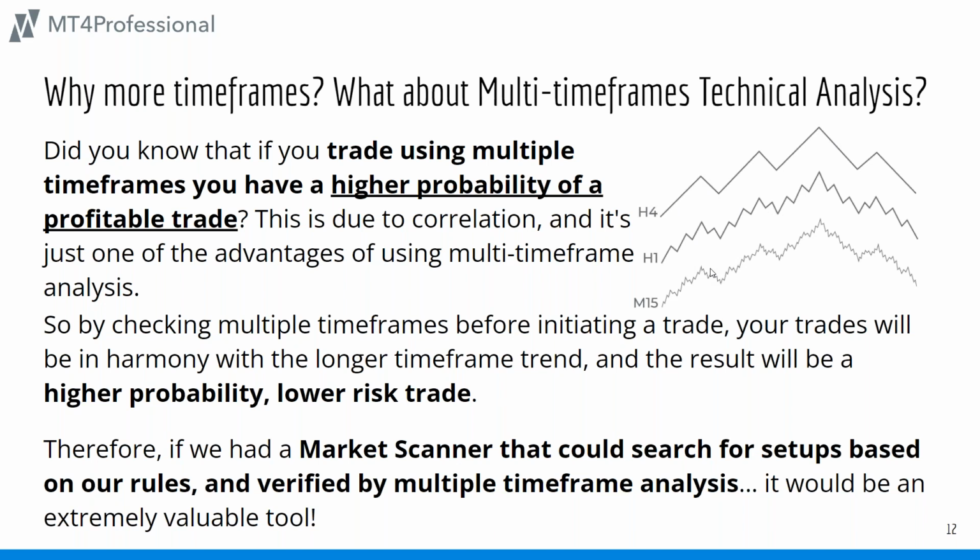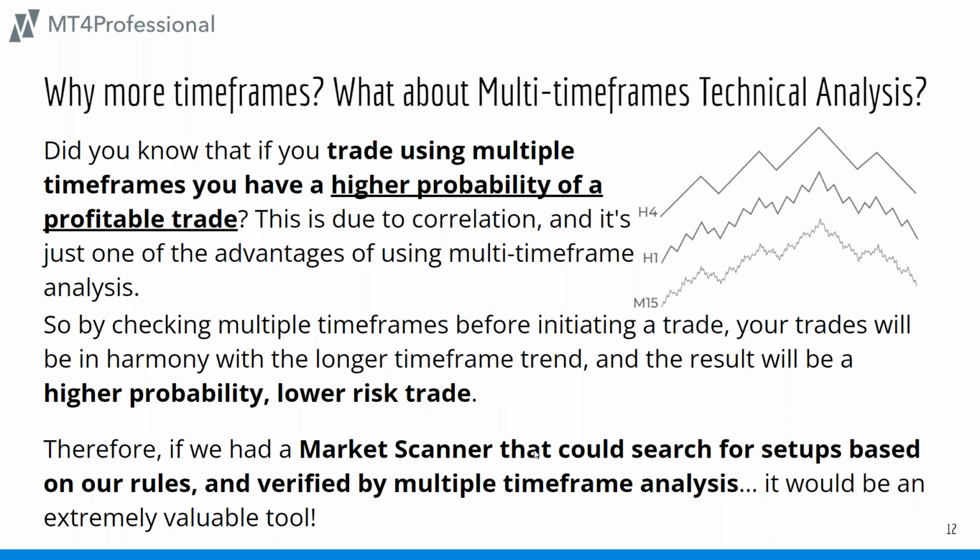So looking at these types of setups, if you're trading the 15-minute time frame and you're comparing that to the direction of your 4 hour time frame, then you have a much higher probability that your trade will end profitable if you're only taking trades in the direction of that longer term trend. And vice versa, if it started to turn down, then you're going to have a higher probability that your trade will be profitable if you're trading in that direction. So by checking multiple time frames before you initiate your trades, you will be in harmony with the longer time frame trend. The result: higher probability trade, lower risk.